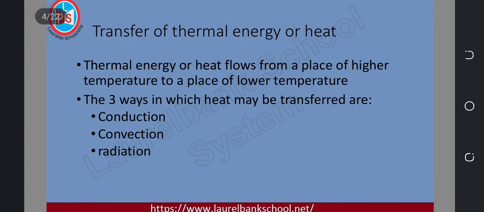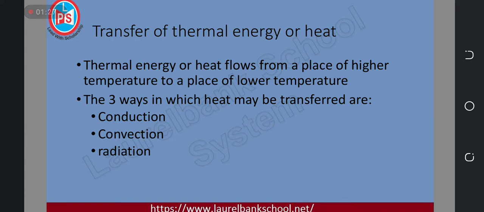So we are going to discuss topic number 1, that is the transfer of thermal energy or heat. When two bodies are at different temperatures and they are in thermal contact with each other, then thermal energy from a hot body will start to flow to a cold body in the form of heat. So this is known as transfer of heat.